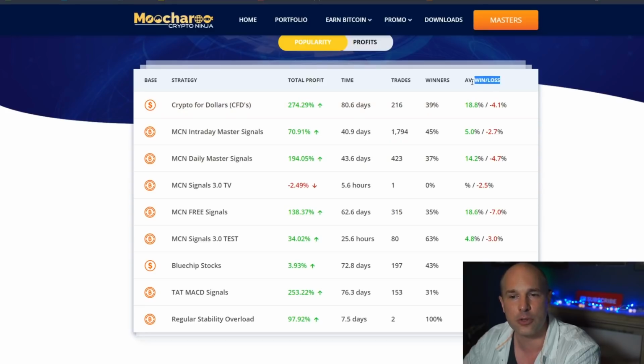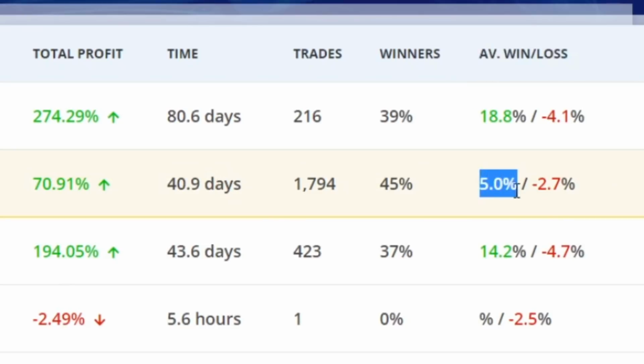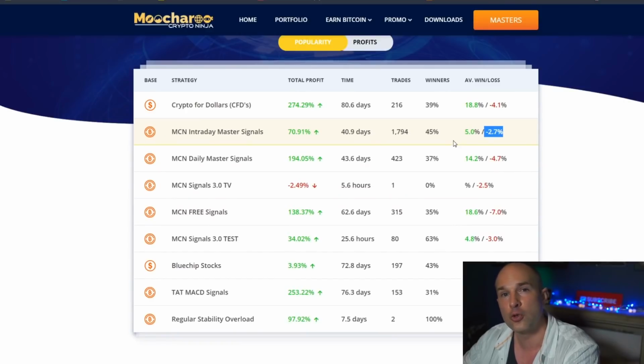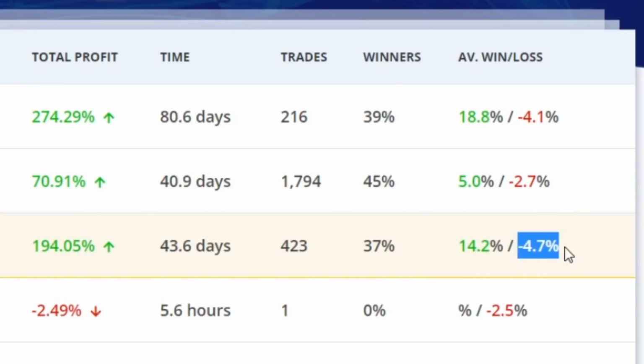But look over here. This is what's mostly important. Average win versus average loss. So here we've got 5% gains is the average gain and minus 2.7%. And this is why you can lose more than 50% of the time and still make money. Because every time you're winning, it's like you're spending $1 and getting $1.80 back. Just like down here, okay? So you're making 14% and only losing 4%. So even though you've only got a 37% win ratio, which means you're cutting those losses short all the time.